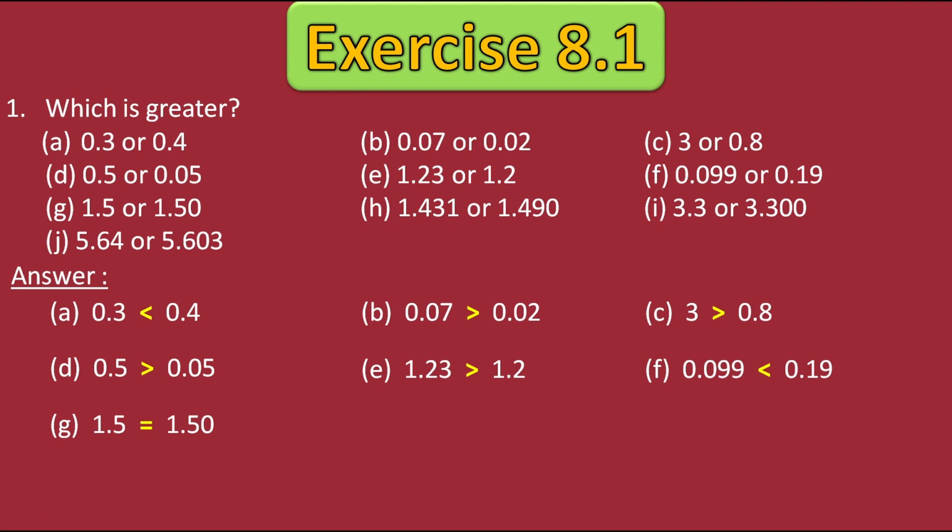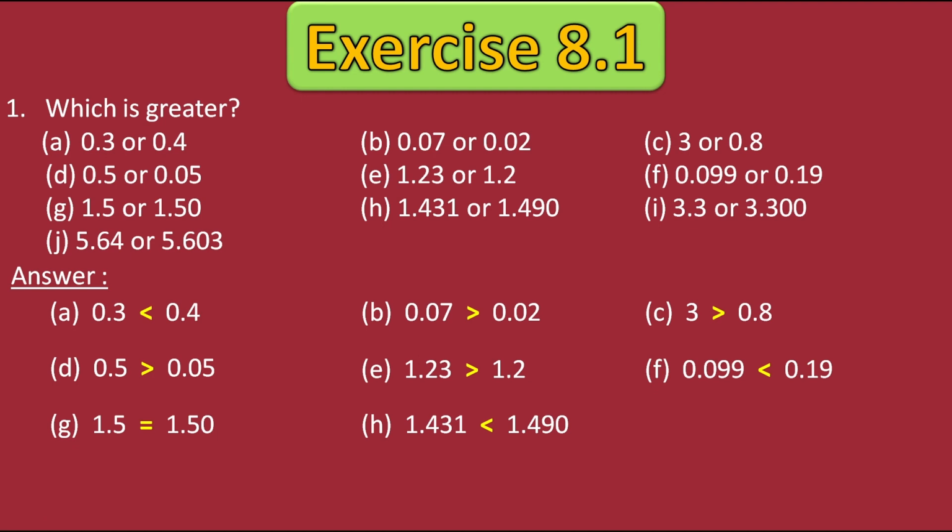In this one we have the whole number as 1, so 1 is equal to 1. After the decimal point we have 4 here and also 4 here. But as the second digit we have 3 here and 9 here, and 9 is greater than 3. Therefore 1.431 is less than 1.490.